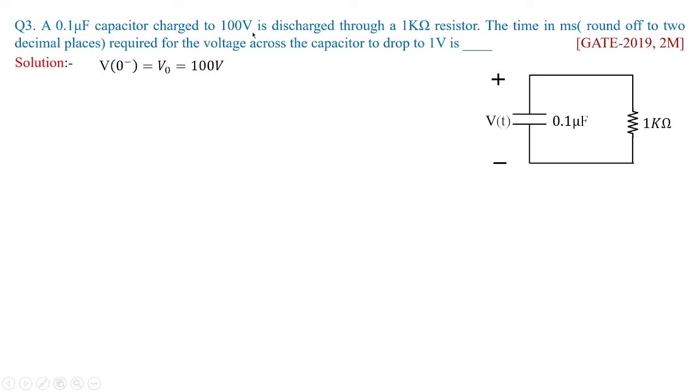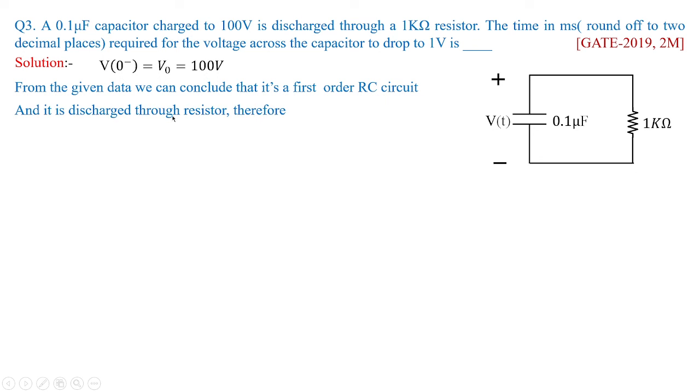What are the conditions which are given? The condition given is that the capacitor, which is of 0.1 microfarad, is charged to 100 volts. So let me treat this value of voltage as V0, that is 100 volts. Now this charged capacitor is discharging through a resistor, right? So from the given data we conclude that it's a first order RC circuit discharging through a resistor. Therefore V of t is equivalent to V0 e to the power of minus t by tau.